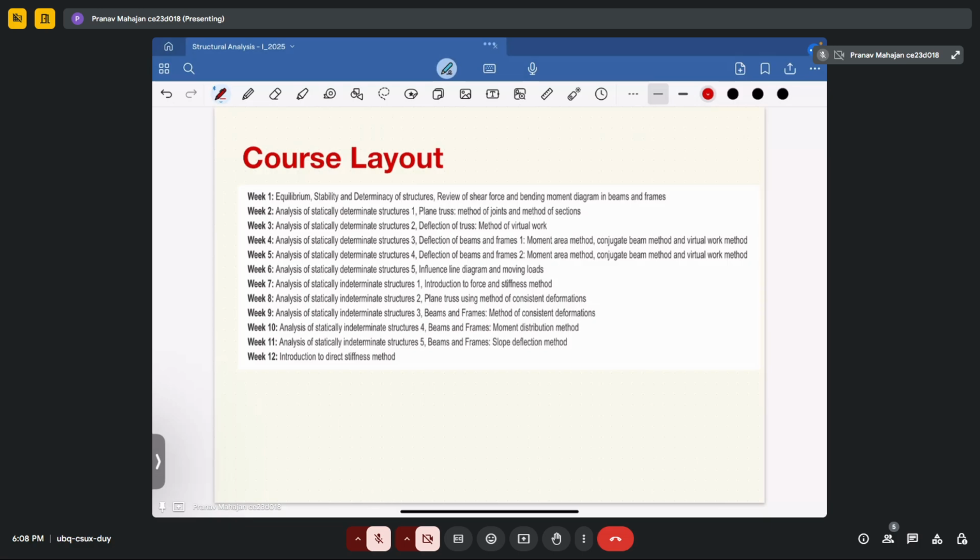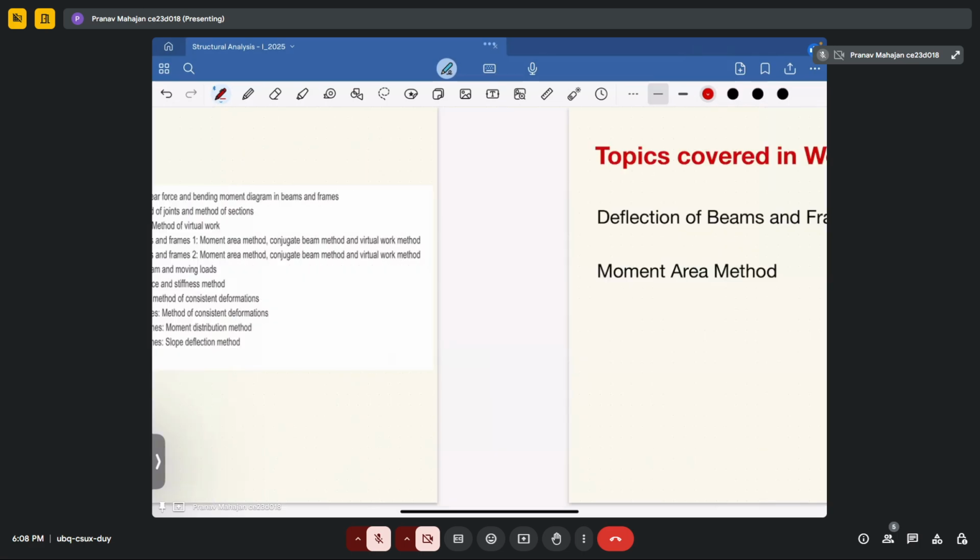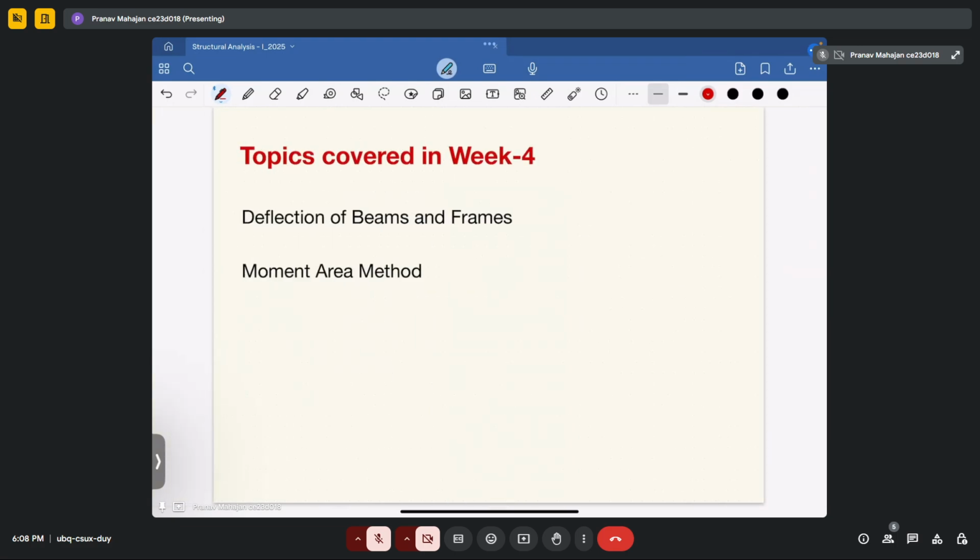This week we started with beams and frames, and we have seen how to solve problems related to beams and frames using the moment area method. So in this session, we will solve problems related to beams and frames, and we will find the deflections and slopes in them using the moment area method. Your week 4 included calculation of beams and frames using the moment area method.